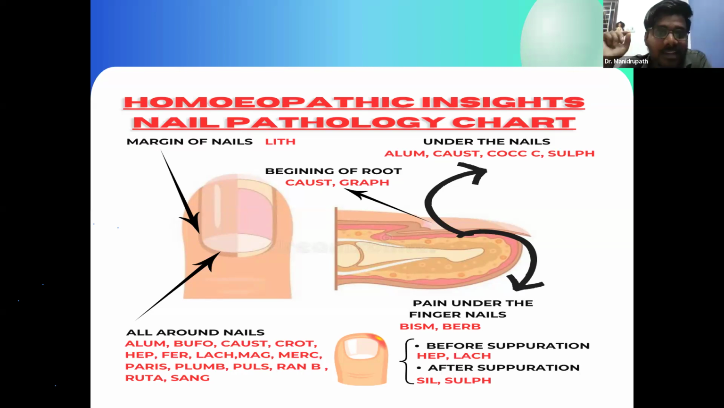Next, under the nails, that is aluminum, causticum, and coccus cacti. Coccus cacti is a remedy for cough, for respiratory troubles, if indicated. Sulphur, beginning of the root, causticum, and graphite you can think of. Pain under the fingernails: bismuth and berberis. See, this you need to understand. Before suppuration of any nail pathology, you can think of Hepar sulph and silicea. After suppuration, silicea and sulphur.